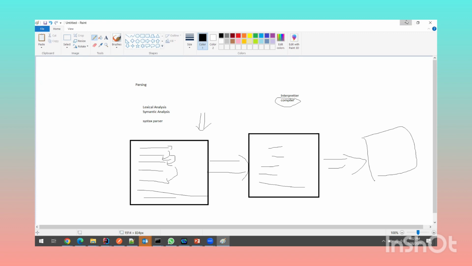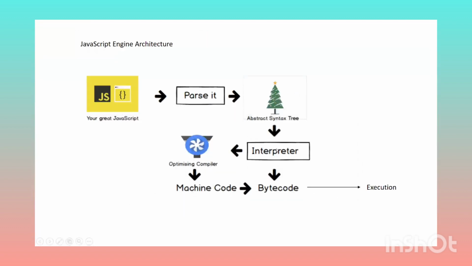So now if you see this diagram, we got this abstract syntax tree from the parser, right? Once the parsing is done, we got this abstract syntax tree. So immediately this abstract syntax tree, the source code, goes to the interpreter. Okay, so once the interpreter got the source code, without any delay it takes the source code and tries to start executing the source code, which we got as an abstract syntax tree.